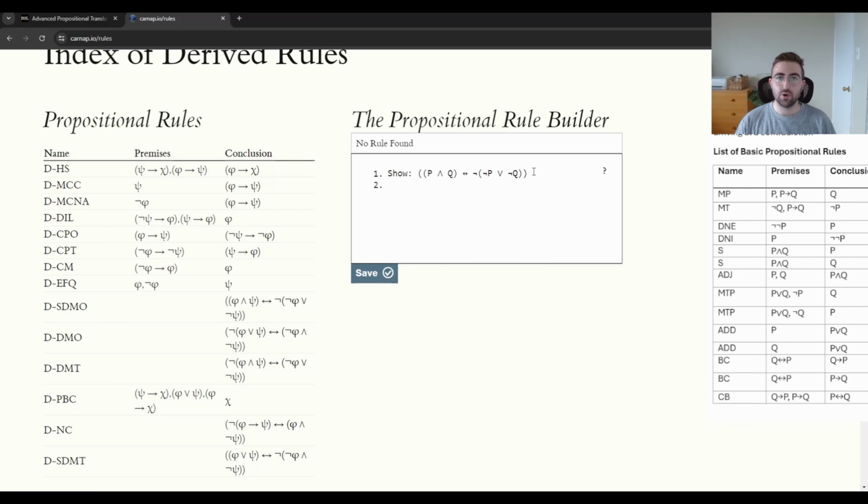Okay, so this is what we're trying to show. P and Q if and only if not (not P or not Q). So as usual, we have this biconditional, which means we need to prove that the left side implies the right side and the right side implies the left side. Notice we're not going to use any premises. We're just going to prove this as a theorem. So we know that we need to show that the left side implies the right side to get our biconditional, right? So we'll start with that. How do we prove a conditional? Well, we assume the left side and then we arrive at the right side. So let's assume P and Q.